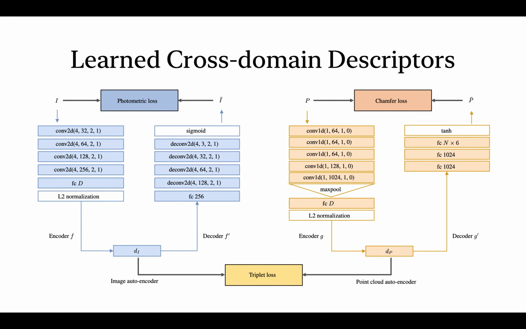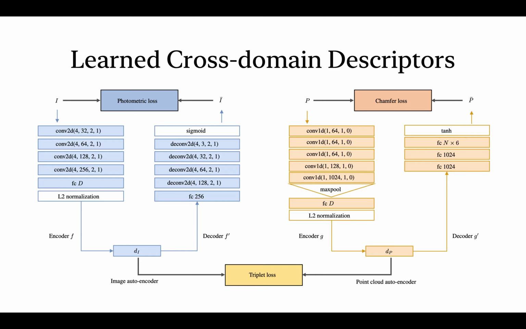Here are the details about the network architecture to learn the local cross-domain descriptor. For the 2D branch, our 2D autoencoder takes as input a color image patch and processes it through a series of convolutions with ReLU activation in order to extract image features. For the 2D decoder, we use a series of transpose convolutions with ReLU to reconstruct the image patch.